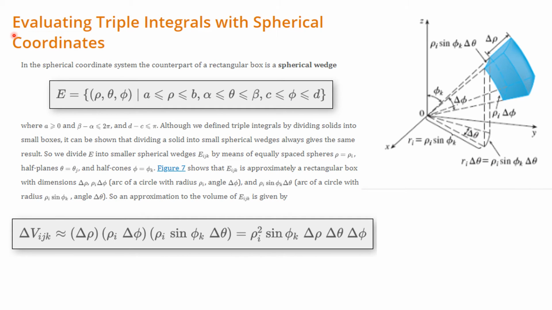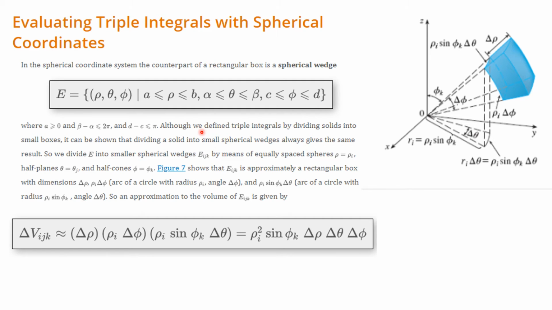Now let's turn our attention to evaluating triple integrals with spherical coordinates. In the spherical coordinate system, the counterpart of a rectangular box is a spherical wedge, and you can see a spherical wedge over here. And that is a set described as E, and this is going to be rho, theta, phi, where rho is between two numbers a and b, theta is in between two numbers alpha and beta, and phi is between two numbers here called c and d.